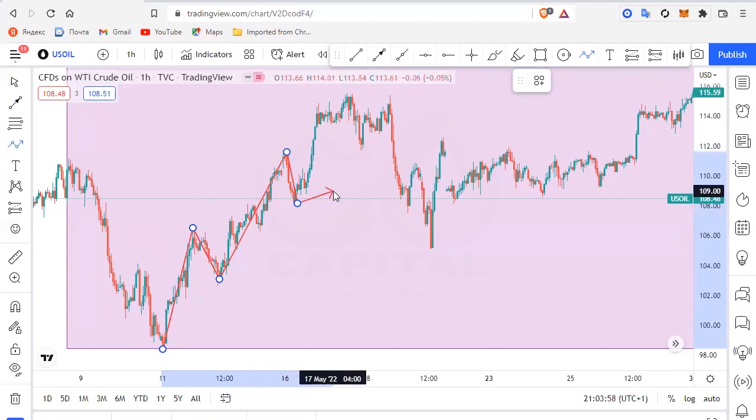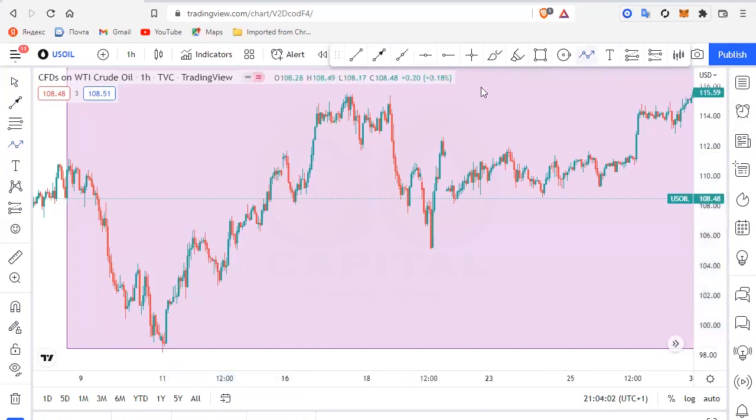How do I go back on this? I don't know how to go back, so allow me to draw it again. Market moved from here to this place, came down, and you can see here.